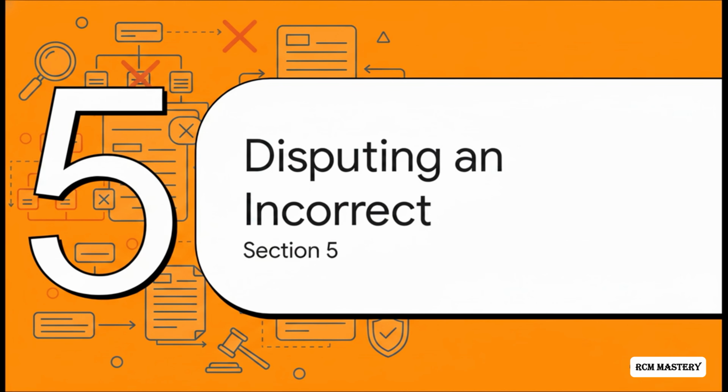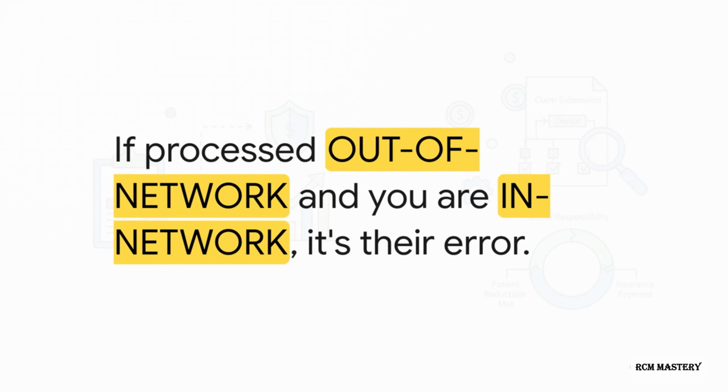Okay, but what about that other path? The one where you find an error. Let's get into the art of the dispute. This is where things get interesting. This is the moment your investigation pays off. You've confirmed you are a participating provider, but the carrier processed the claim as if you weren't. That is their mistake, and it is not the patient's problem. It's time to challenge that decision.